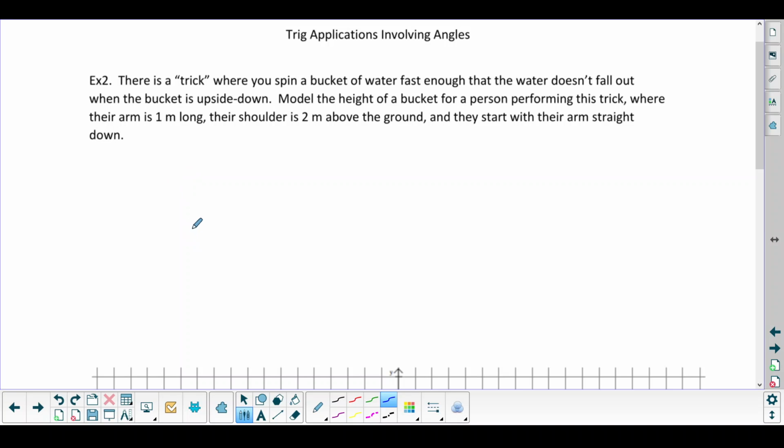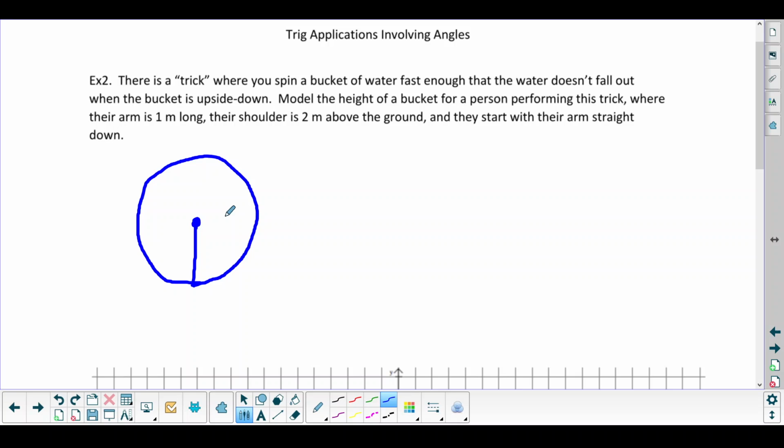So we have this person's shoulder and their arm, which is straight down, and their arm spins in a circle. So let's represent all that. Let's try to draw a good circle around their shoulder. That is not great. Let's try a better job myself.